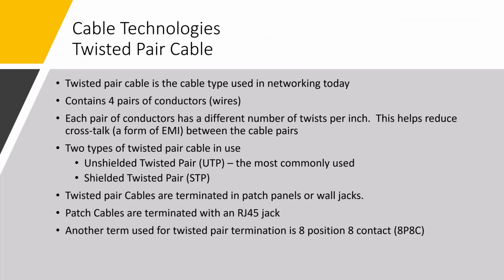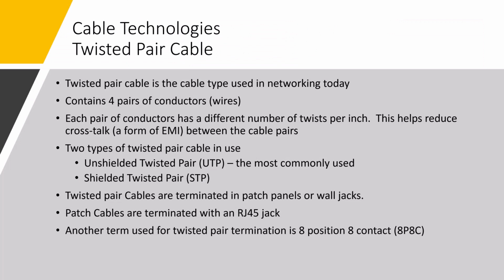Twisted pair cable is the cable type most often used in networking today. Each pair of conductors is wrapped around each other in a twist, and of the 4 pairs in that cable, each pair has a different number of twists per inch. This helps reduce crosstalk among the cable pairs. We have 2 types of twisted pair cable: unshielded twisted pair, that's the most commonly used today, and shielded twisted pair.